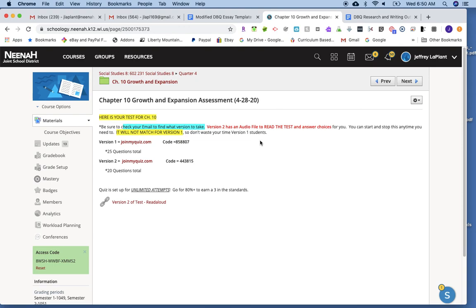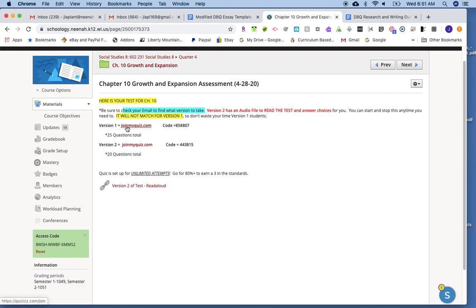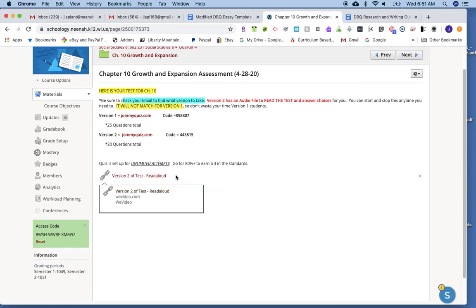You can start and stop this anytime you need to. It will not match for version 1. So don't waste your time, version 1 students. All right, and here's your join my quiz and then the code. It's unlimited attempts. Go for 80% or better. Okay? And here's the version that's read aloud. Mrs. Goes did a version read aloud to you. So complete that. There's 20 questions for version 2.